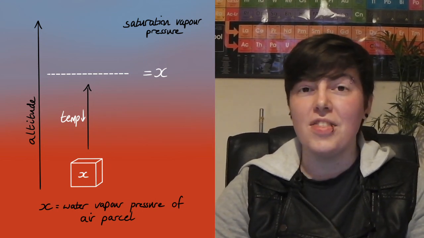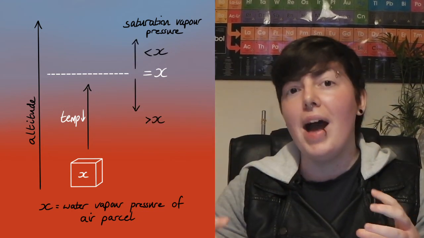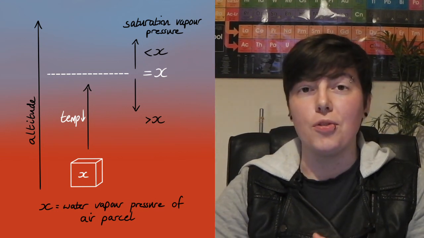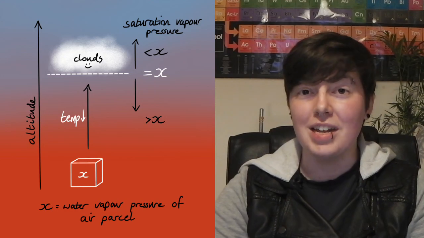The air already contains the maximum amount of water vapour it can possibly hold, and if you add any more water or decrease the temperature anymore, the water vapour will start condensing out as liquid droplets. And that is the cloud forming. The air parcel rises until it reaches the point where it's saturated, and as it then continues to rise, it exceeds its saturation water vapour pressure and condenses clouds.